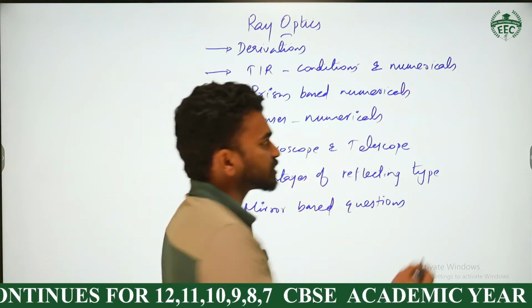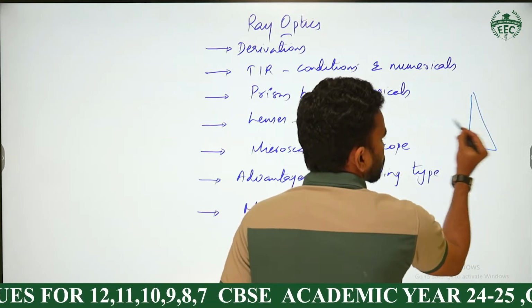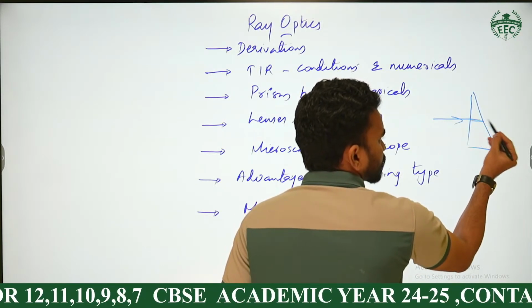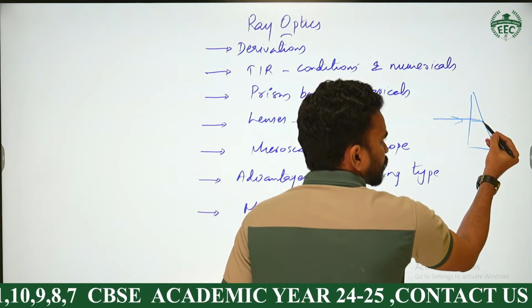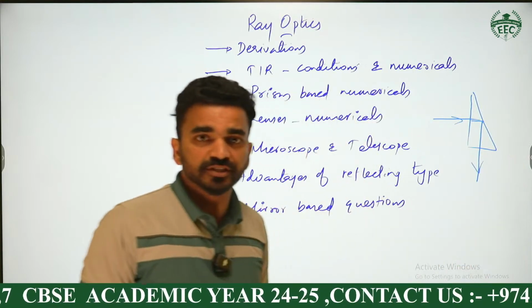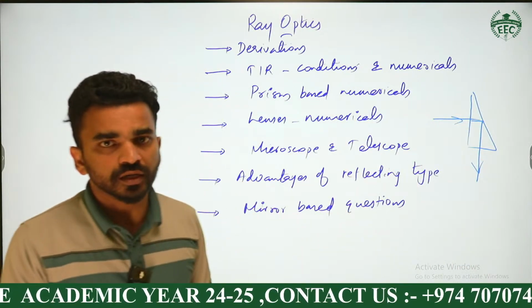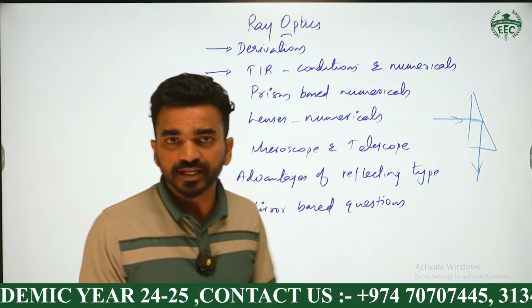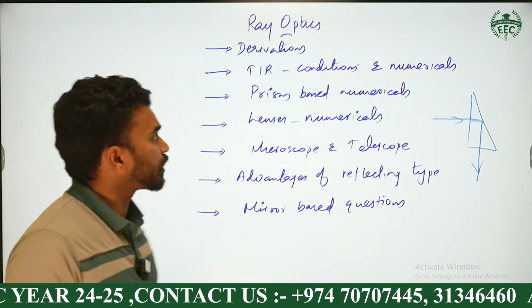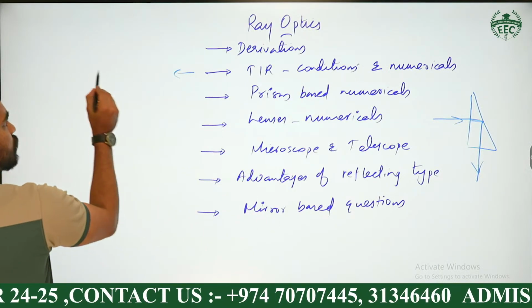TIR based numerical, this kind of questions you saw, right? When light comes like this, what happens after incidence over here? Will TIR happen, such a question. It will emerge out or reflect back. That kind of question is very famous in TIR. And one more easy numerical question will be on TIR, this one.